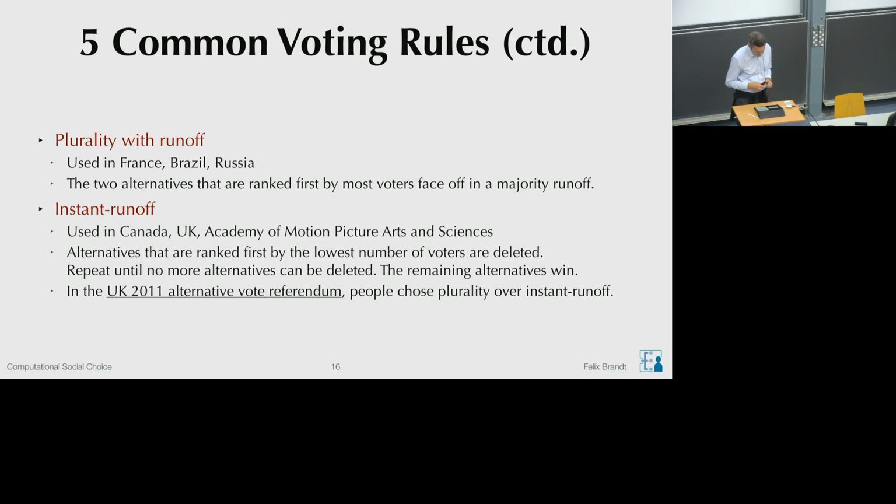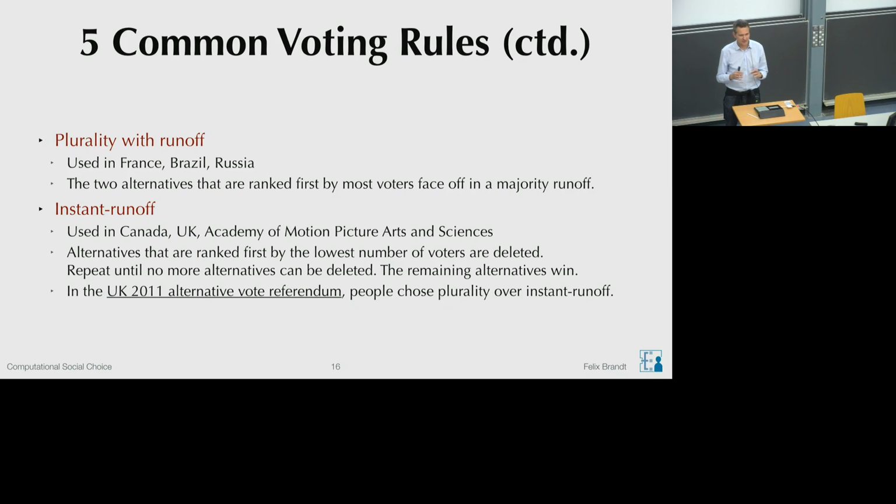So I think the most famous use of this is for elections in Australia, where, okay, that's why it's not mentioned. A variant of this is used in Australia, where it's called single transferable vote. It's a variant because this is for parliamentary elections, where in the end you don't select a single candidate, but you want a seat assignment for the parliament. So this is a different kind of social choice setting.